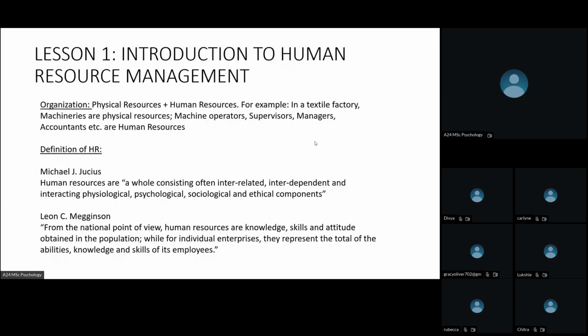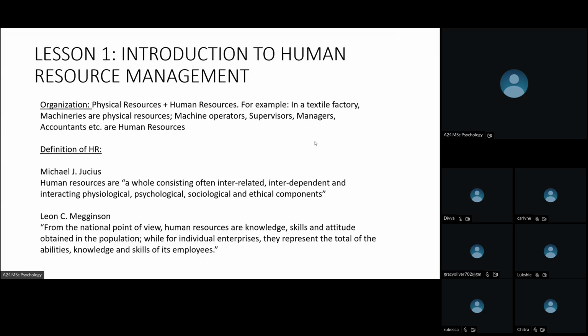So I have given an example for everyone to know that, let's say in a textile factory, the machineries, the spinning mills, those are physical resources. And the machine operators, the supervisors, accountants, they are known as human resources.